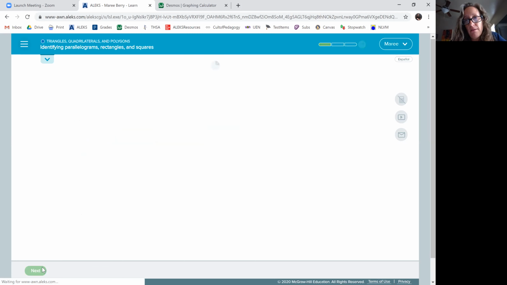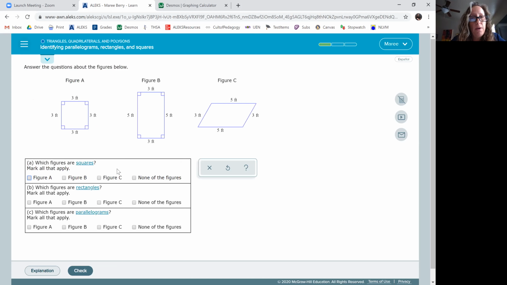Now I'm going to do it the other way where we look for the one. So right here, which figures are squares? I'm only going to look for a square, and that's figure A. Which ones are rectangles? So again, they have to be parallelograms with right angles. So that's going to be A and B.